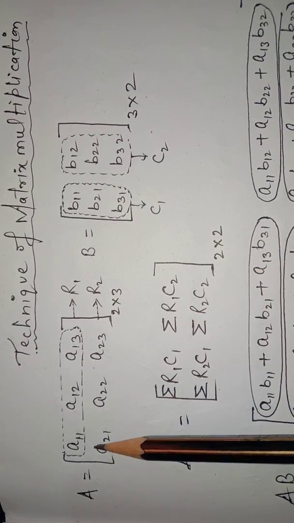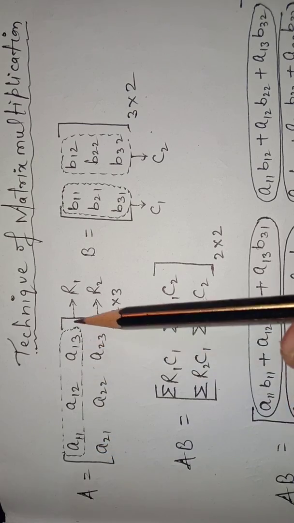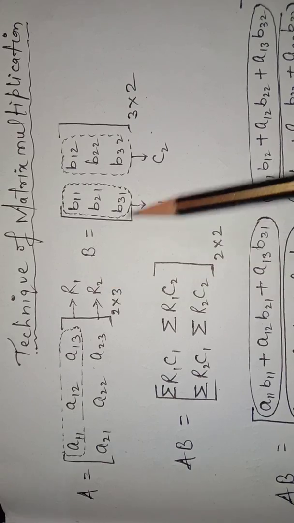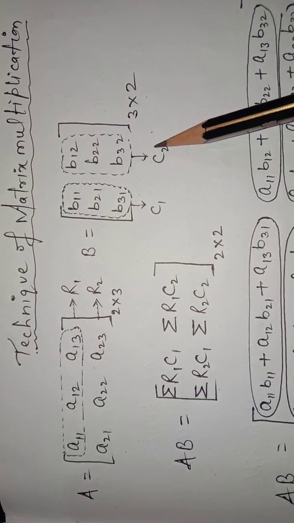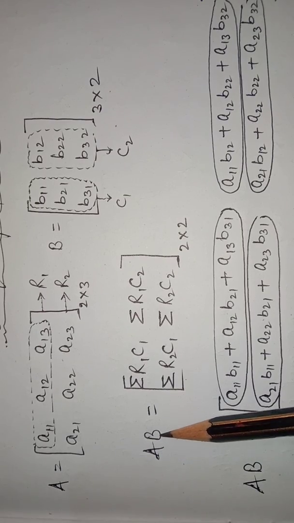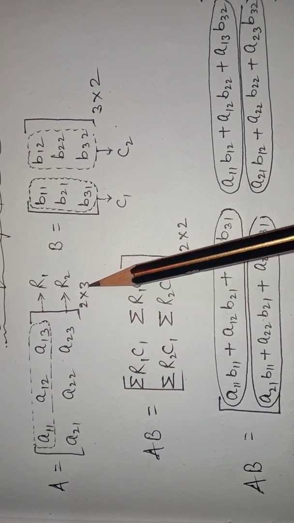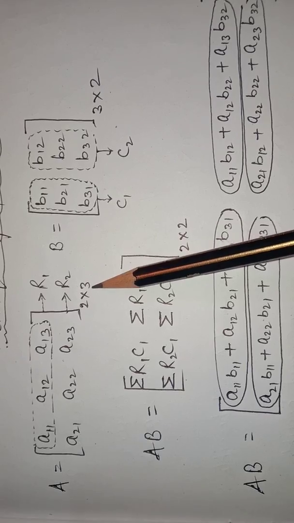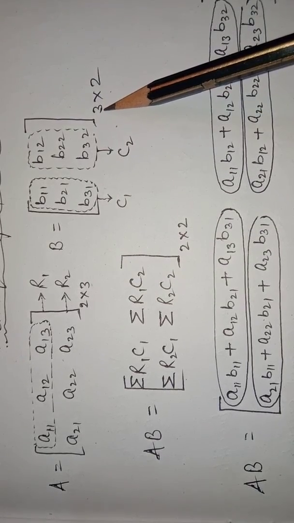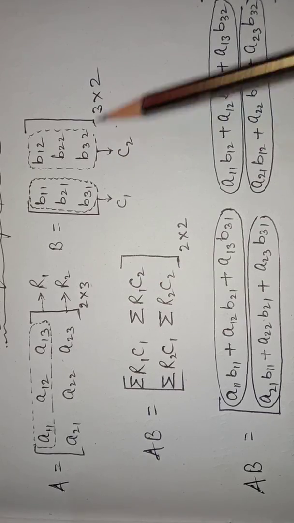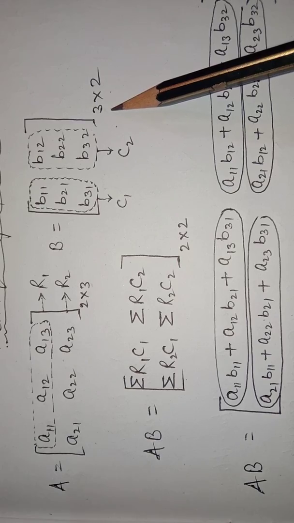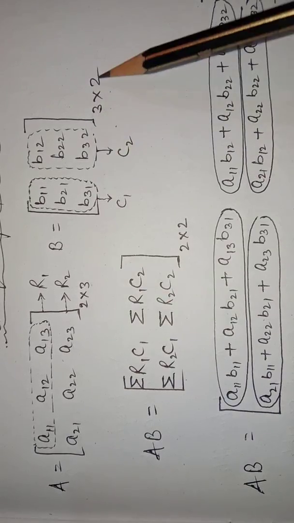So I have enclosed this row, which is the first row. Say it is R1, it is R2, and it is C1 and C2. So this method says if you want to find out AB, here AB is possible because the second number of the first matrix, which is 3, and the first number of the second matrix, which is 3, are both the same, so we can say that multiplication is possible and the final order of AB will be 2 by 2.